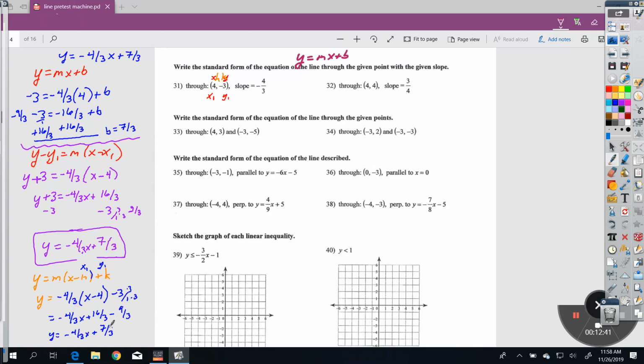So there's 3 different ways to do the same problem. You get the same answer each time. You pick which one you like and do it that way.